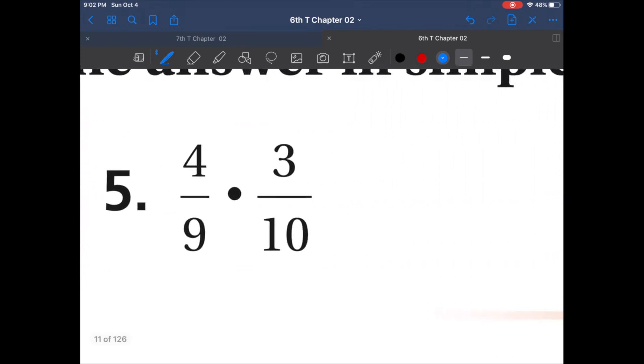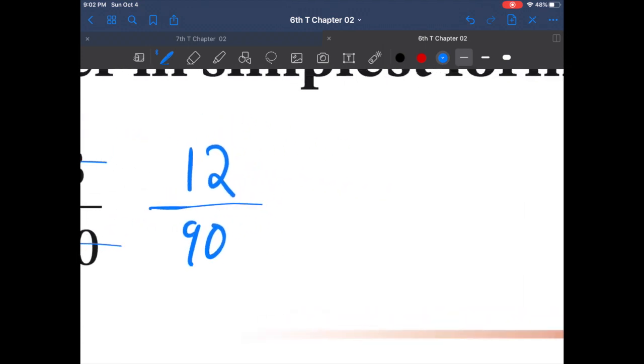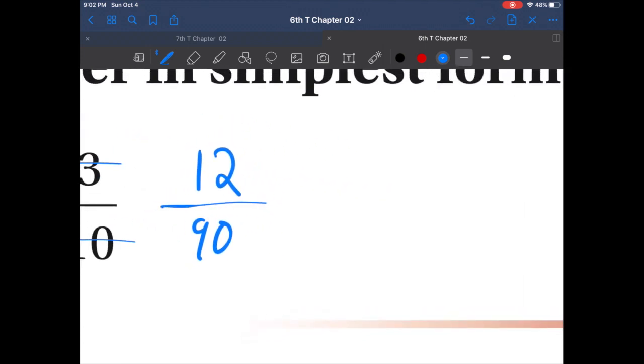All right, let's try another one. Here we go. So I'm going to do it the first way. Let's just multiply straight across. How do we multiply fractions? Straight across. 4 times 3 is 12. 9 times 10 is 90. So now this time we need to divide by some numbers. Do you guys know of any numbers that can go into 12 and 9?